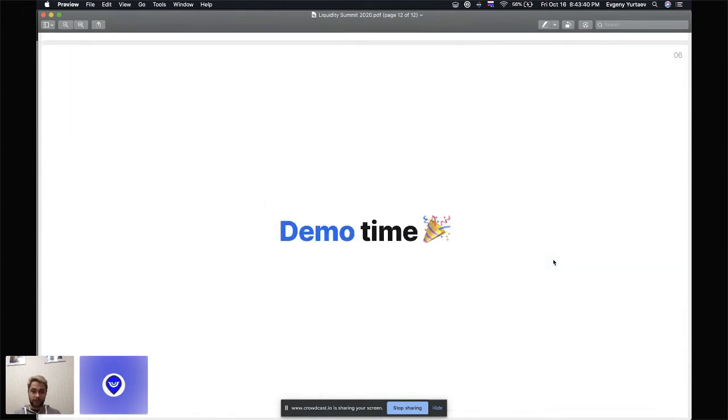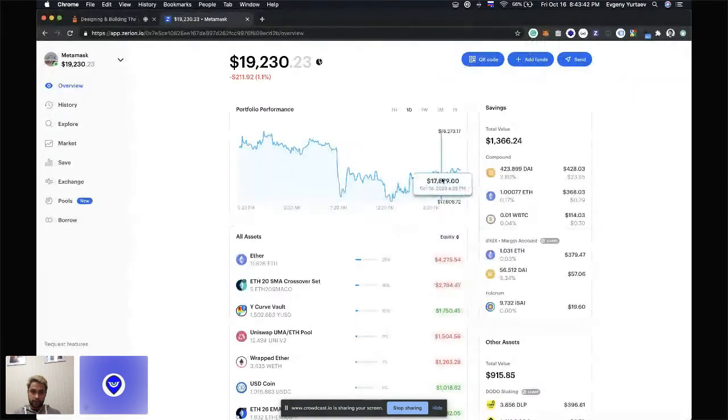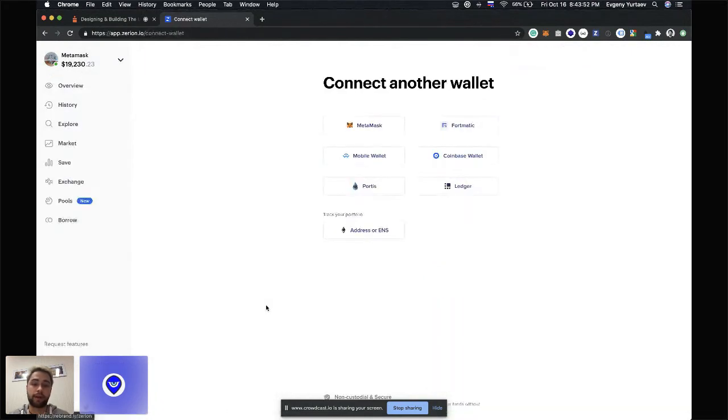So this is demo time now. Let me quickly switch over here. This is how the typical user experience would look. For a new user, it would start with connecting a wallet. We support a bunch of different wallets, starting from MetaMask, of course, to Ledger. If you don't want to add your wallet, or you don't have it handy connected in your browser, you can just add an address or an ENS.